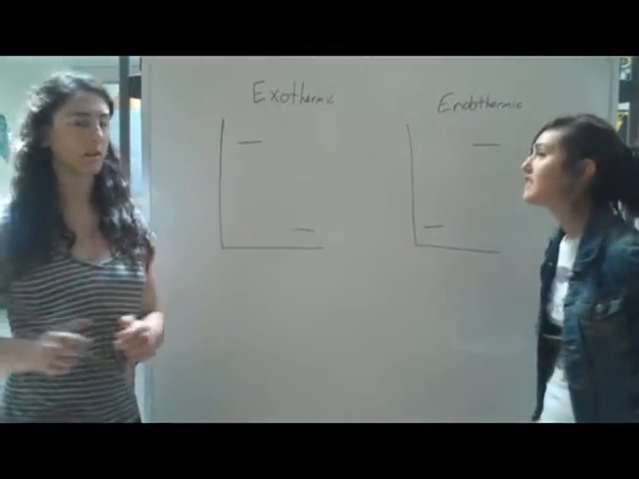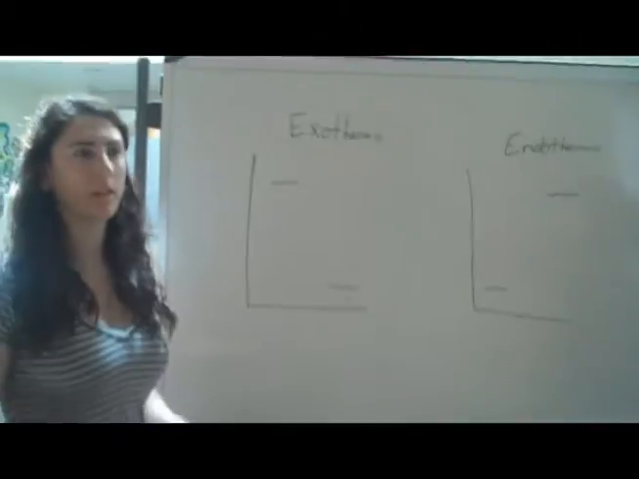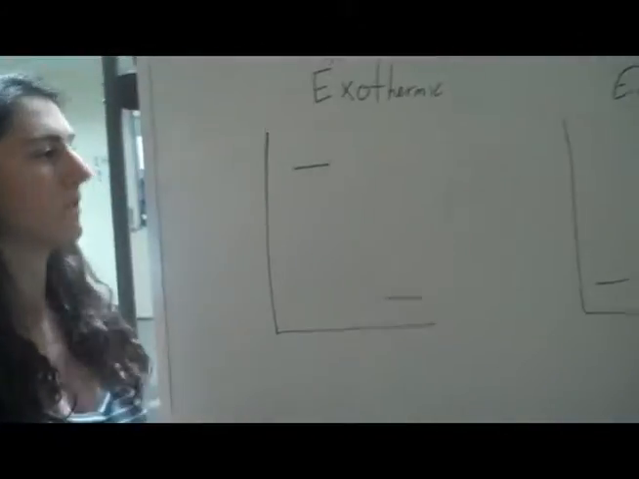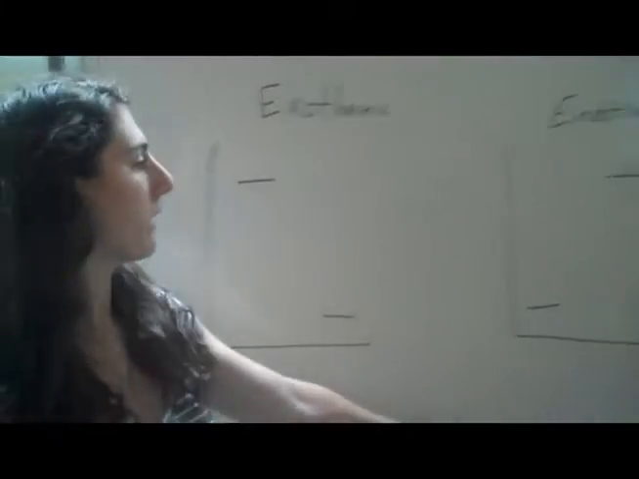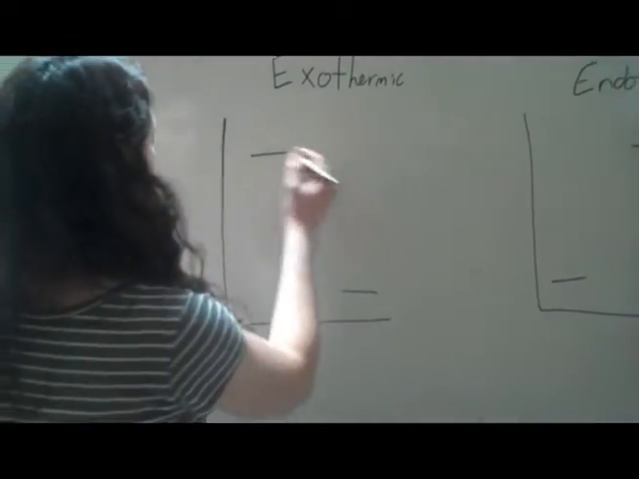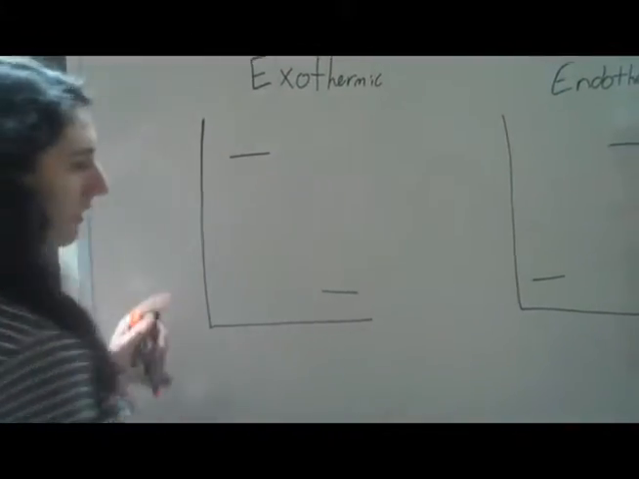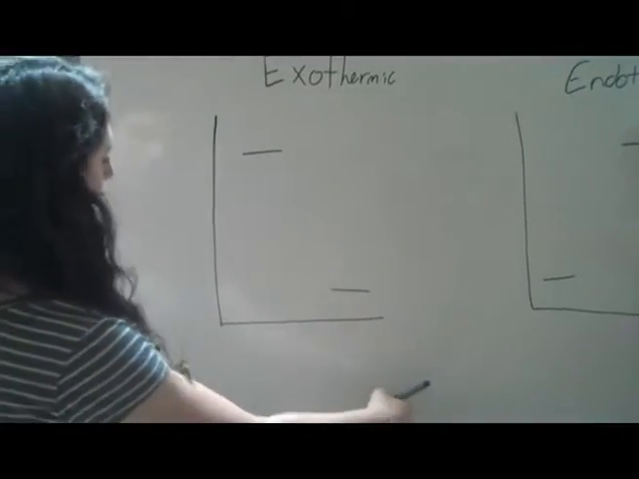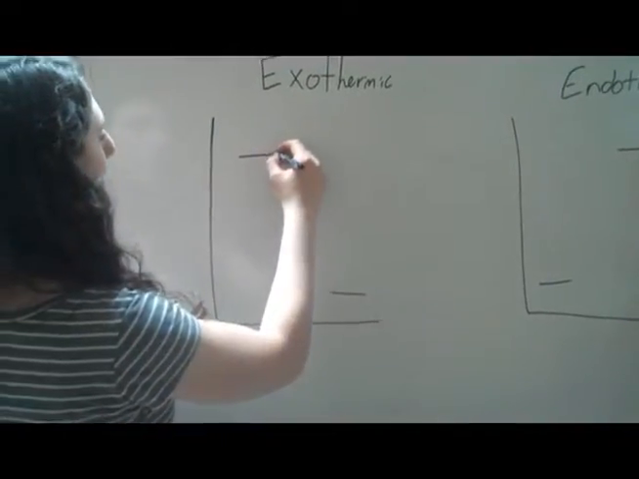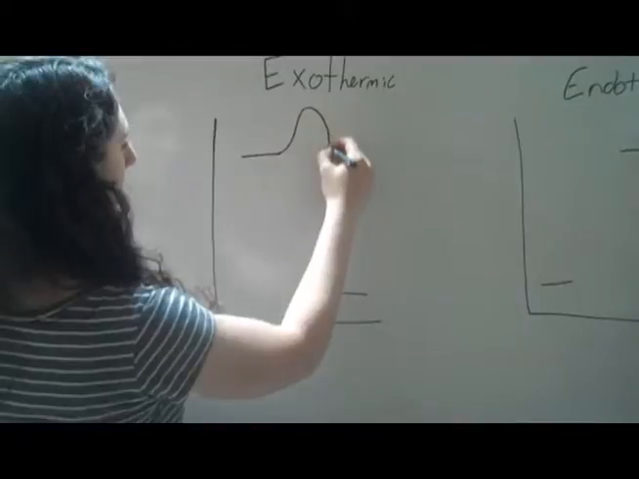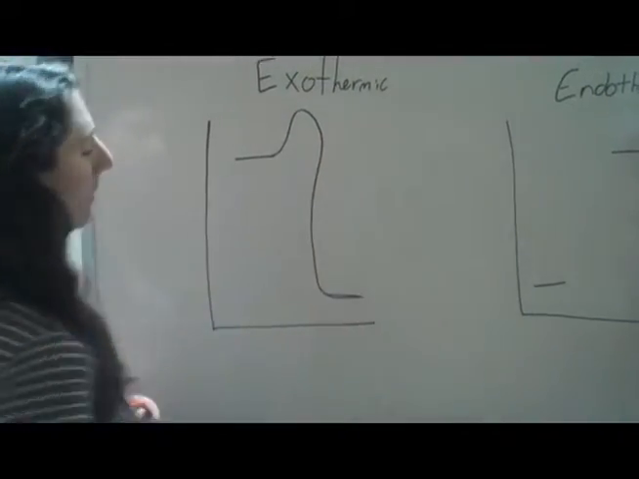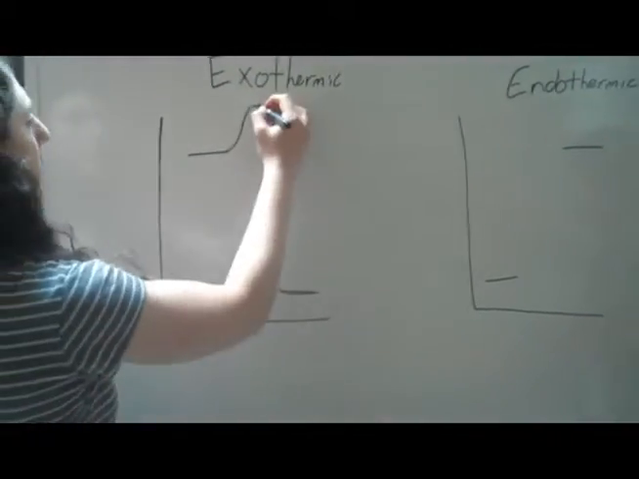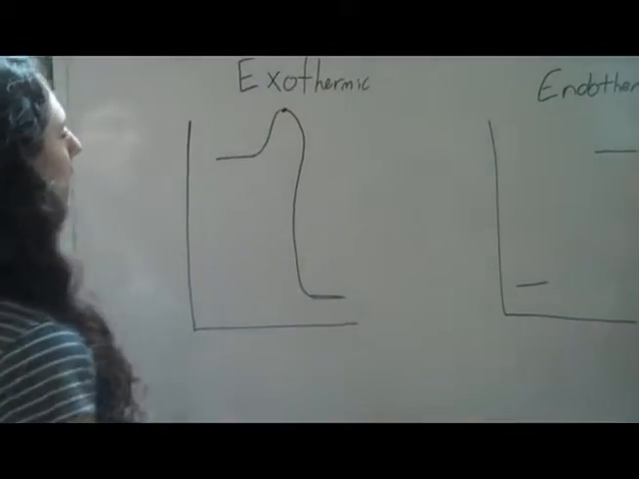To make this easier to understand, exothermic is where the energy just disappears, but endothermic is where it builds up into the product. So exothermic is where you start at the top, the reactants. It's always reactants on the left, products on the right, and it has this little hump which is called the activation energy, and it comes all the way down to the bottom where the products are. And right here is called the activation complex.